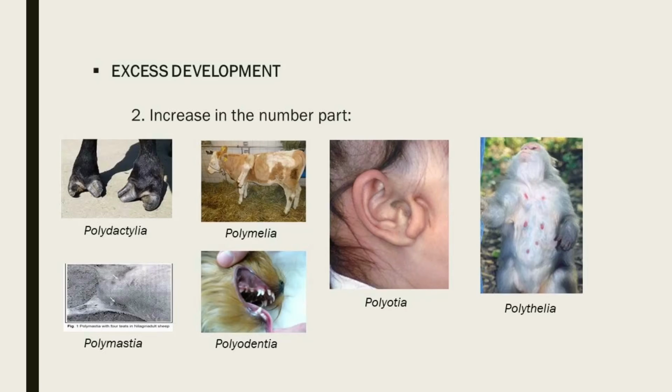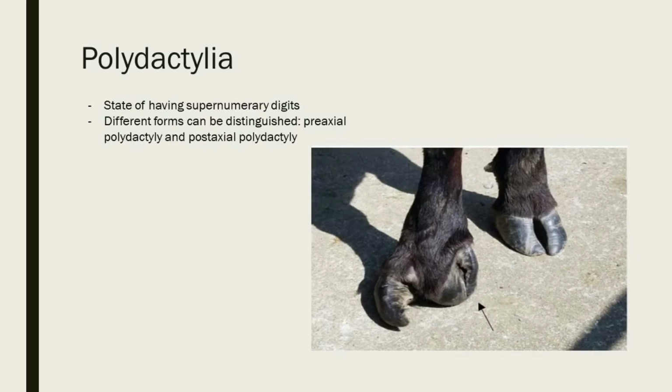Number 2 is the increase in the number part: polydactyly, polymastia, polymelia, polyodontia, polyotia, and polythelia. Polydactyly is the appearance of one or several supernumerary digits in the limbs of vertebrates. It is generally understood as a surplus to the regular digit number in the wild type of a given species. Different forms of polydactyly can be distinguished.